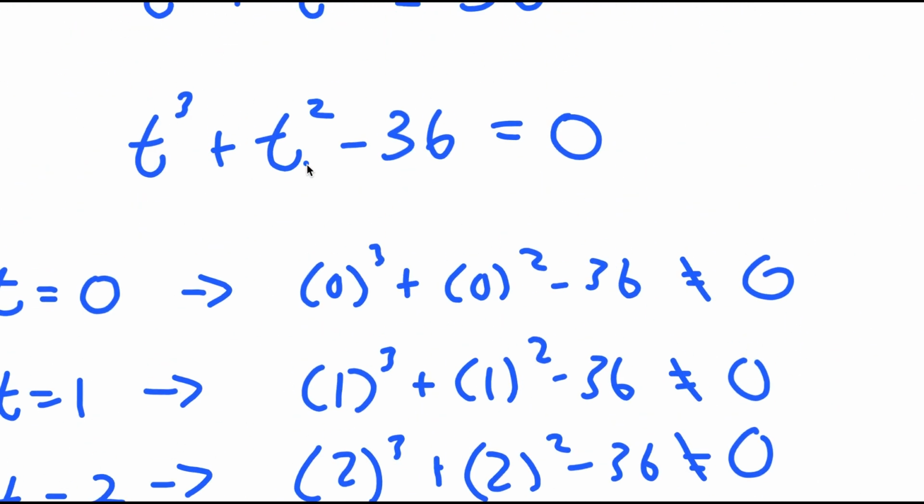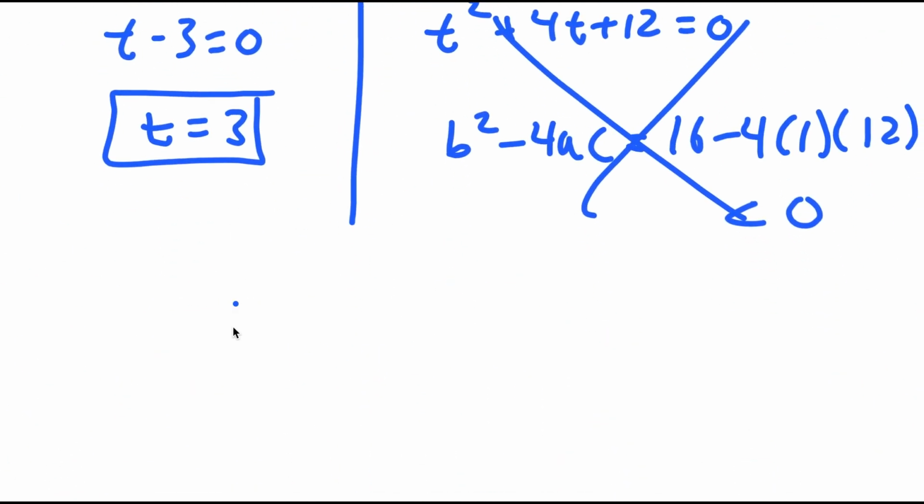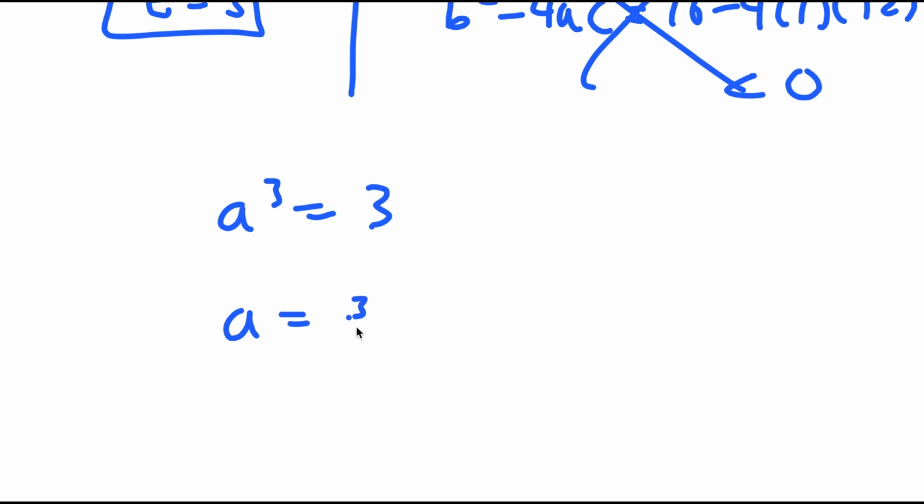And now recall how a to the power of 3 is equal to t. Meaning a to the power of 3 is equal to 3, and a is equal to the cube root of 3.